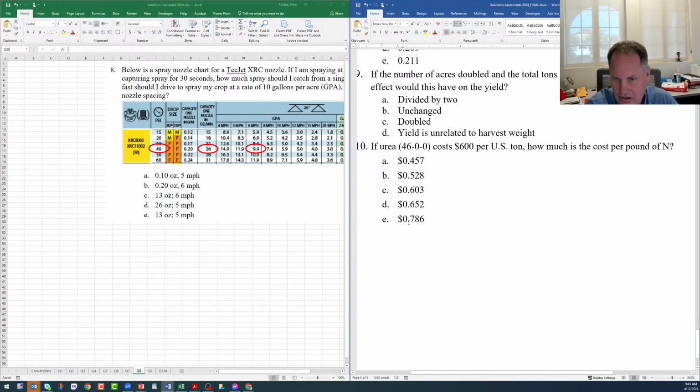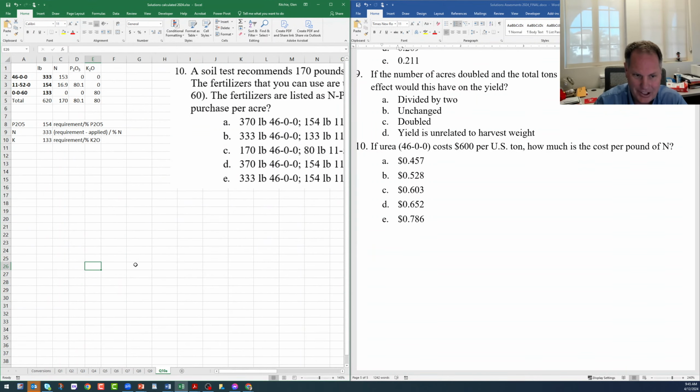Okay, if urea costs $600 per US ton, how much is the cost per pound of nitrogen? Ooh, this is going to be kind of a fun one. Not super difficult, but you've got to walk through a couple of steps here. So first of all, $600 per ton, if we divide by 2,000, it seems like it's going to be 30 cents per pound, right? But I don't see the answer of 30 cents per pound here.